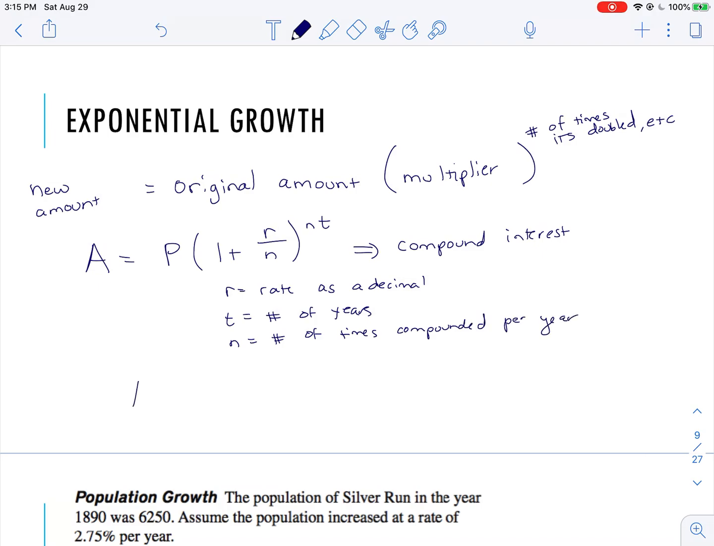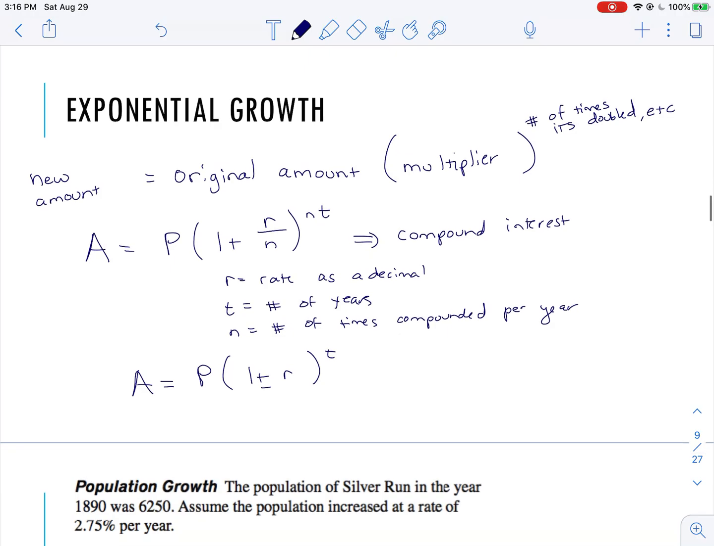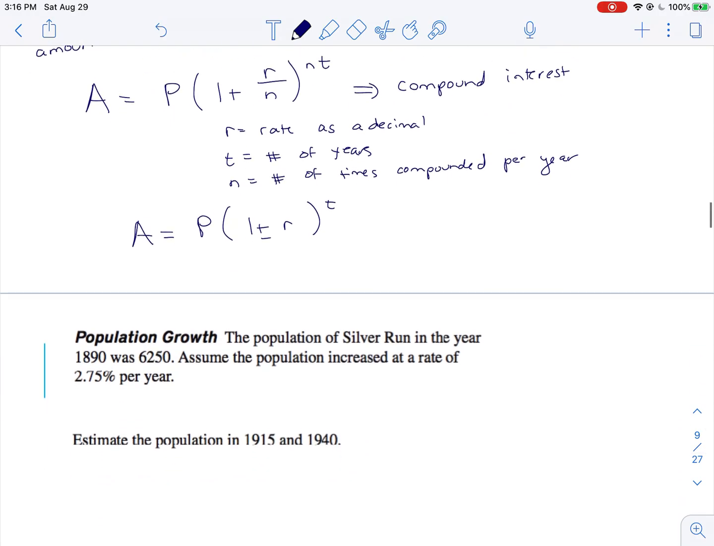Or if it's not, you could also do simple interest. So the final amount is going to equal the original amount, which is P, and then 1 plus the rate, or minus the rate if you're getting less in value, like if your car is depreciating in value, and then raised to the t. So let's look at an example of these.